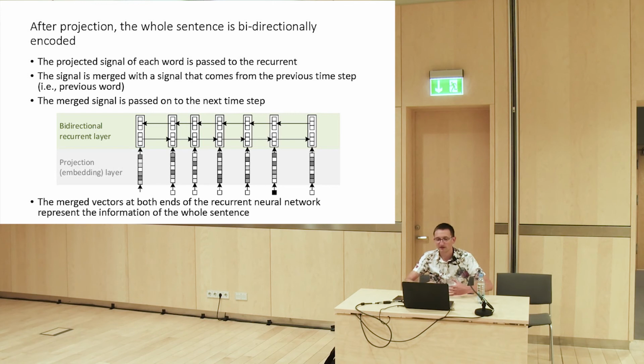So now that we have projected or embedded each word, we need to pass each word in a sequence one by one through a recurrent layer. A recurrent layer is a type of node in a neural network, or a layer in a neural network, that has the same parameters for each connection. So it has the same parameters regardless of the time position.